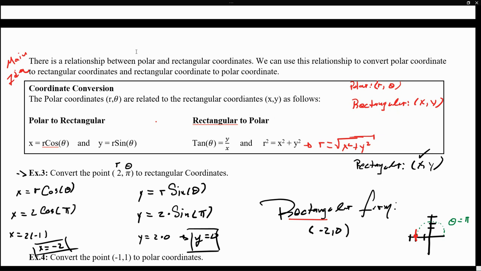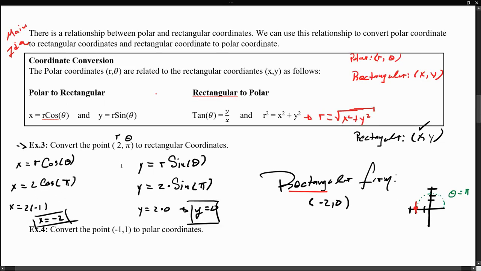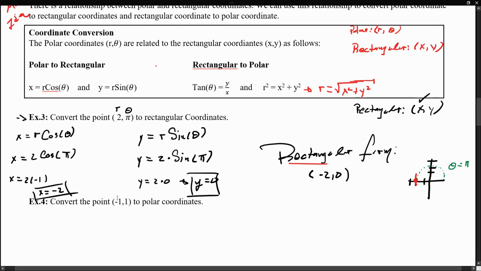So let's do one more example. Now let's try to convert the point -1 comma 1 into polar coordinates. So therefore, I want to use this conversion. In order for me to find the polar coordinates, I need my value of r and I need my value of theta. So let's start by defining r.